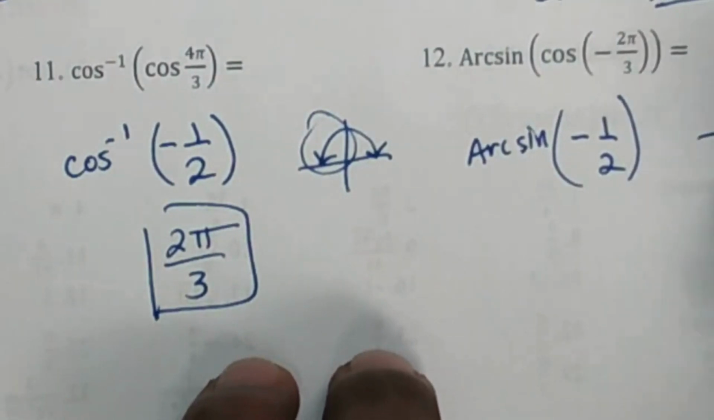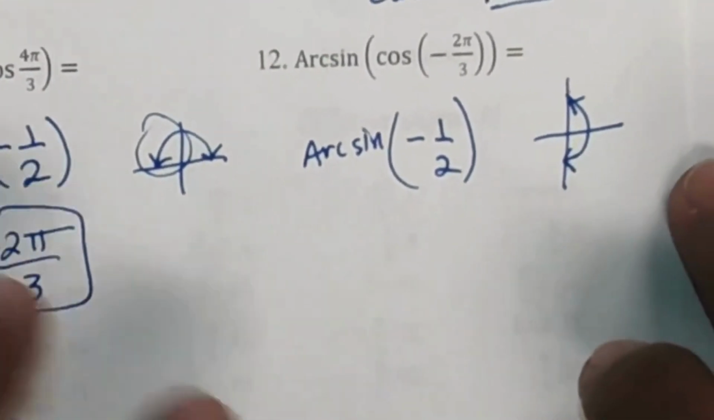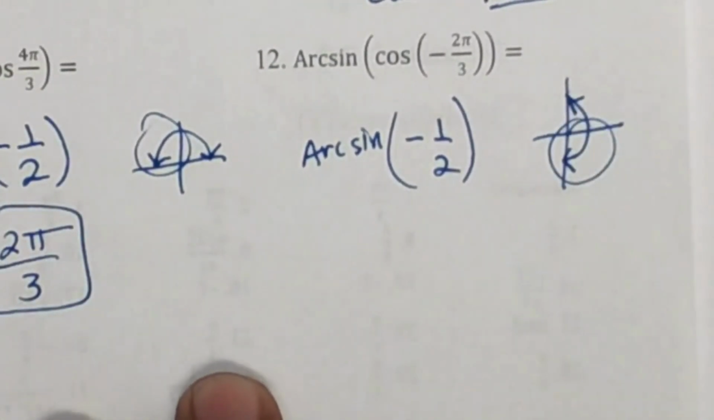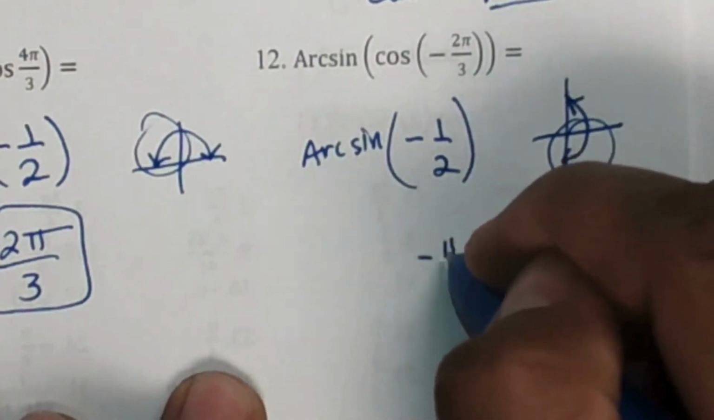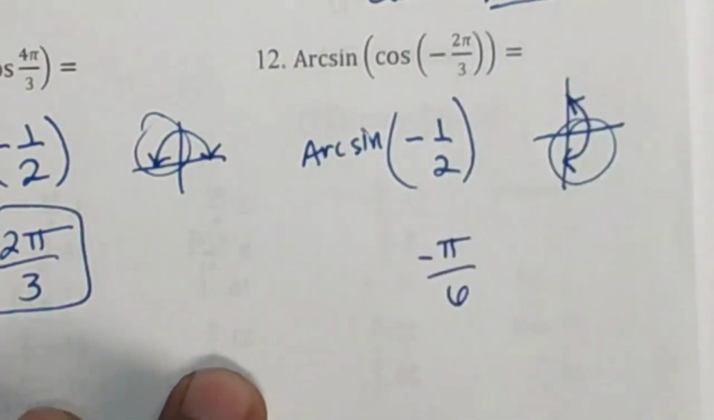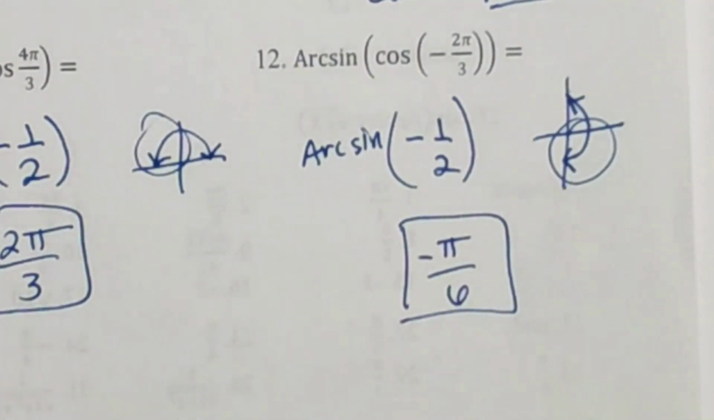Well, arc sine, or sine inverse, are the side rainbow. And since it's a negative 1/2, it's down here. So where down there is our y value negative a half? Well, negative pi over 6. Not 11 pi over 6, but negative pi over 6, because our range has to be from negative a half to a positive a half.